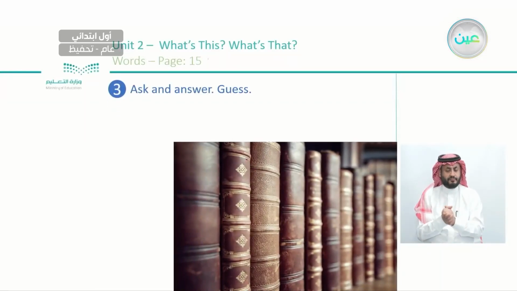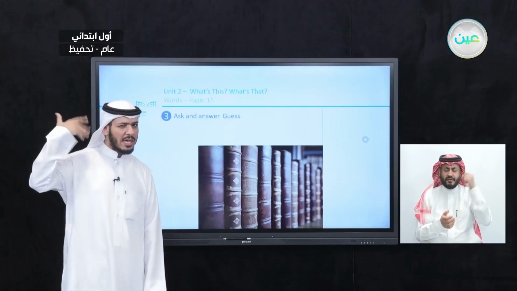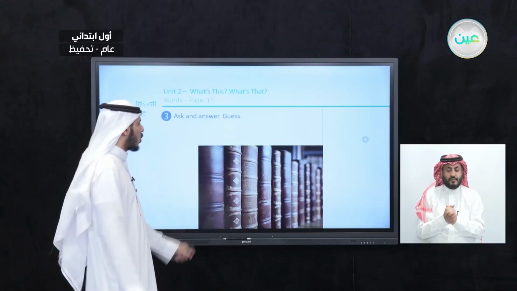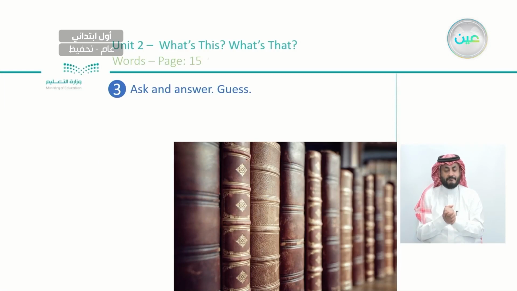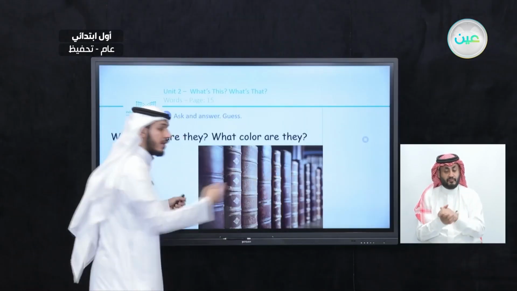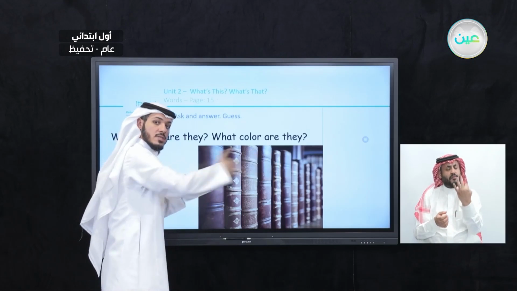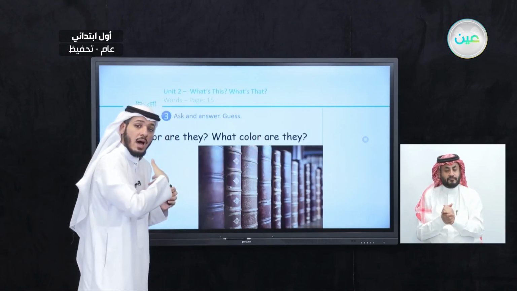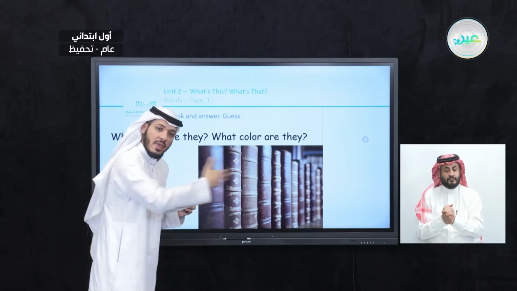Okay, now let's talk about the books here. So number 3, ask and answer, guess. Think and tell me, guess. So ask and answer, then guess. So we have so many books, okay? What color are they? Not one, we have plural, some books, okay? What color are they?